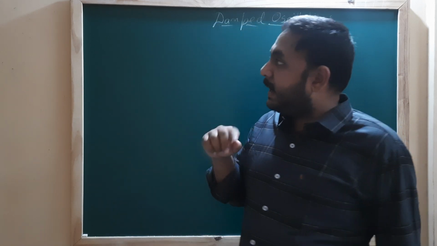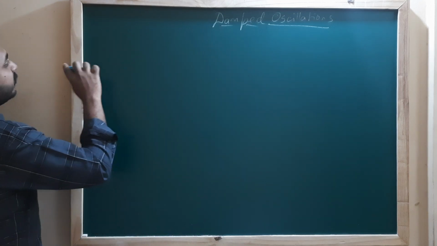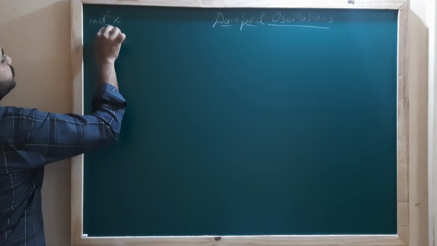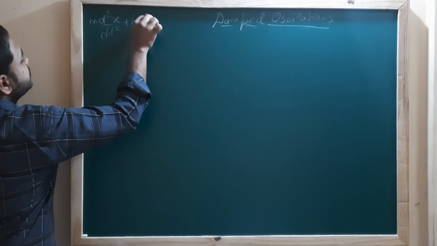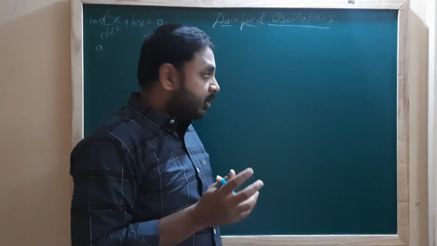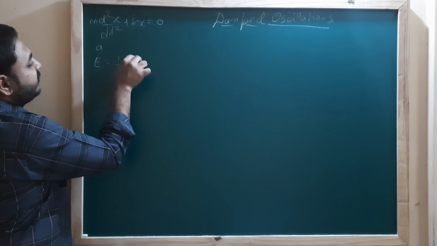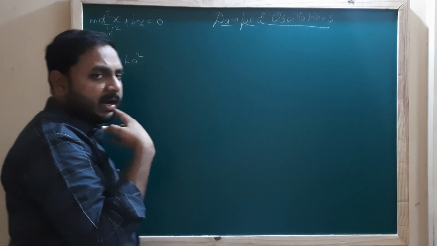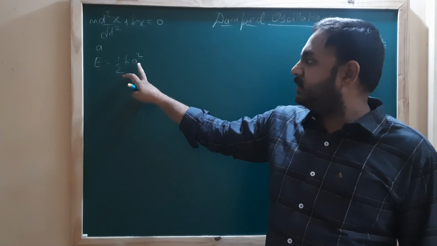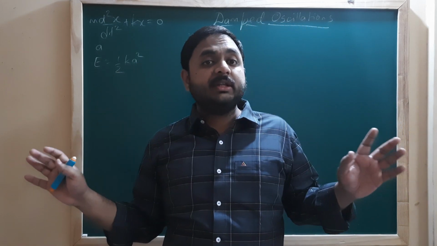If you remember, the differential equation for free oscillations was m d2x by dt squared plus kx is equal to 0, and the amplitude was always constant. Not just the amplitude, the energy was half k a square. What is the meaning of half k a square? K is a constant, half is a constant, the amplitude does not change.